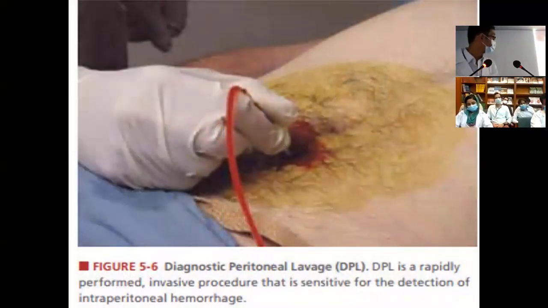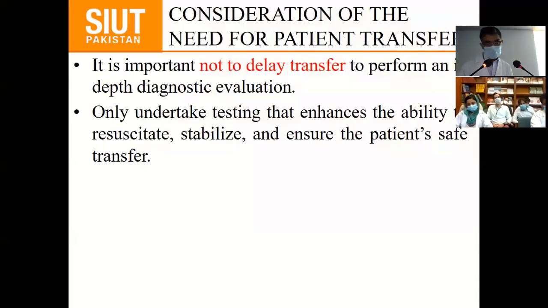This is the diagram of diagnostic peritoneal lavage, which is evident there is intra-abdominal hemorrhage. Now, if we are working in a place that does not have any tertiary care, then it is important not to delay transfer to perform any in-depth diagnostic evaluation. Only undertake testing that enhances the ability to resuscitate, stabilize the patient, and ensure the patient's safety.